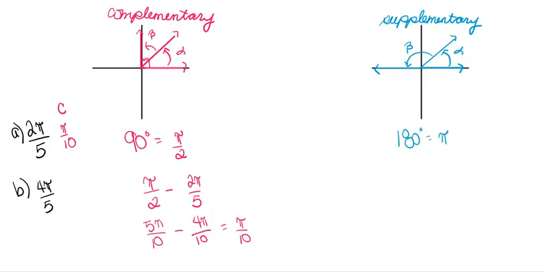Okay, and let's go ahead and do the supplement then. Do the same thing, only instead of subtracting 2 pi over 5 from pi over 2, we're going to subtract it from pi. But I'm going to give it the common denominator of 5. So 5 pi over 5 is equivalent to 1 pi. And I'm going to subtract 2 pi over 5 from that. And when I get that, I get 3 pi over 5. So the supplement over here is going to be 3 pi over 5.